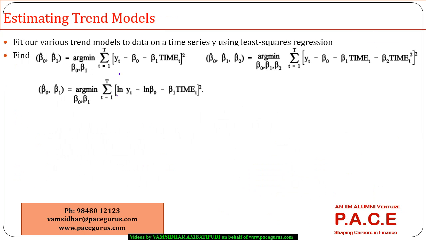Now, estimating the trend model. We have already talked about three types of trends. I want to estimate the various trend models to a data using the least squares regression method. What I am doing here is, y equal to a plus bx. Now there will be some kind of an error term. The error term we can write as y minus a minus bx.